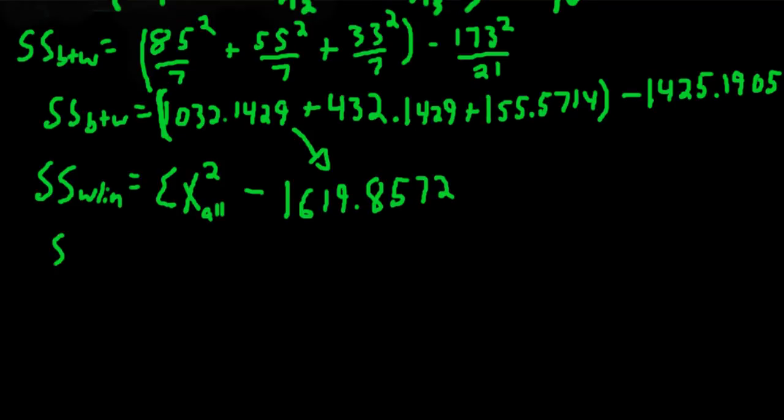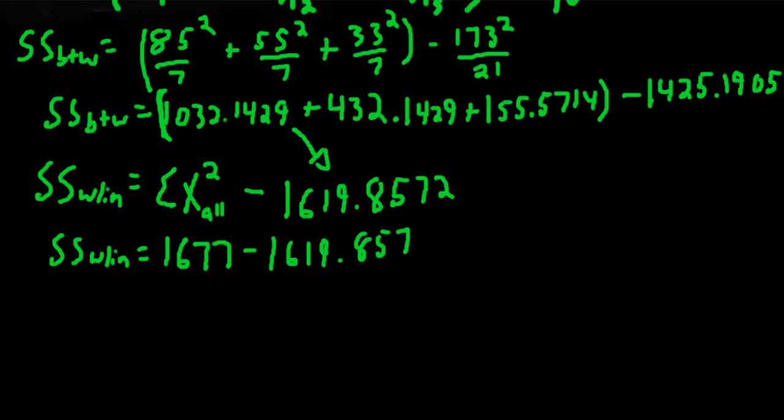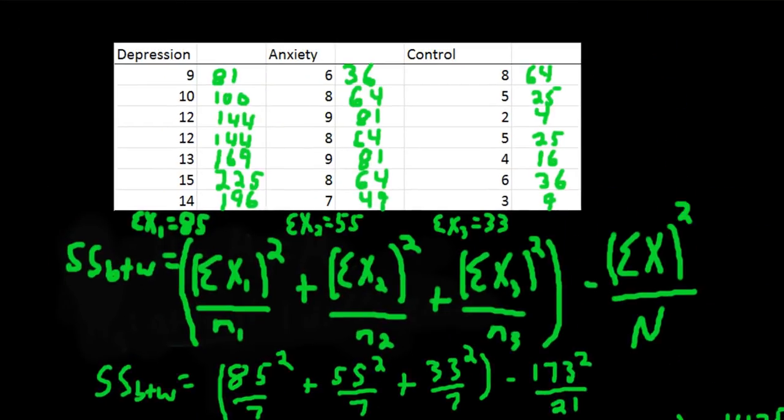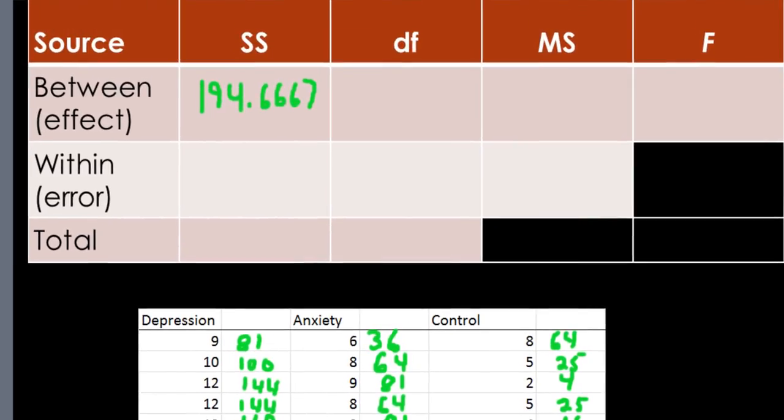So to get SS within, we have 1,677 minus 1,619.8572, which gives us 57.1428. So we have our sum of squares within, 57.1428. So that's basically the hard part is over.